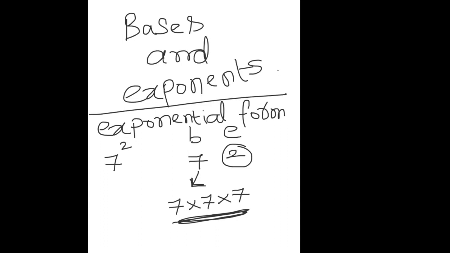Sir, we want to cancel one 7. Yes, we can remove one of these 7. Can I do this? Yes. Now is this correct? Yes, sir. Okay, so what is 7 multiplied by 7?